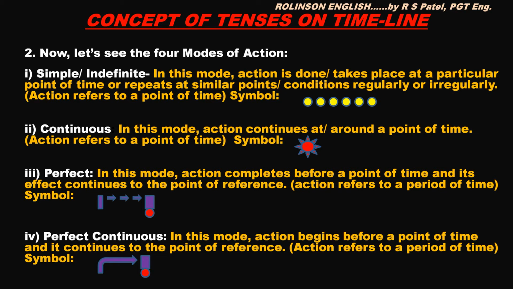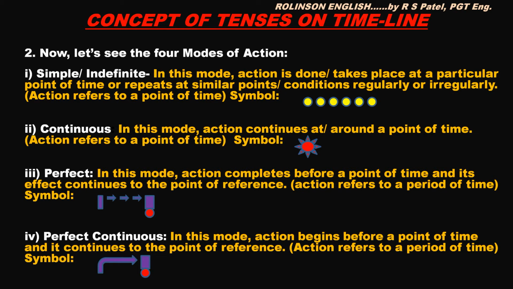Look at the slide. Now, perfect mode. In this mode, action completes before a point of time, okay? And its effect continues to the point of reference. Here, action completes at a point and its effect continues to another next point. So, it refers to a period of time. The symbol that we are going to use is like this as shown in the slide.